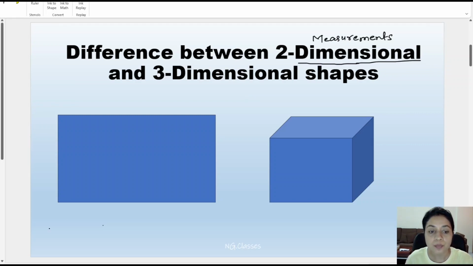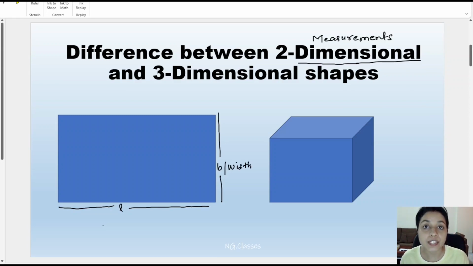Let's see the first figure. It's a rectangle, and a rectangle has two measurements, length and breadth. This breadth is also known as the width of the rectangle. It doesn't have any height of its own, or we can also say two-dimensional shapes are simply flat figures, whereas a three-dimensional shape must have height of its own or depth of its own.